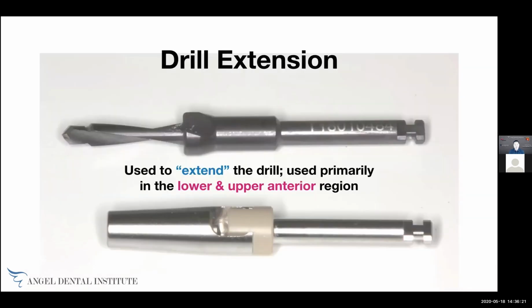Okay. Drill extension, that's the thing on the bottom here, the silver one. It's used to extend the drill, used primarily in the lower and upper anterior region if there's an adjacent tooth, okay? Because if you just use the twist drill, the head of the implant drill can touch the adjacent tooth and prevent this from going all the way down. So you only use it in the anterior, because if you extend this in the posterior, it's hard to get it into the patient's mouth. So usually used in the anterior region.